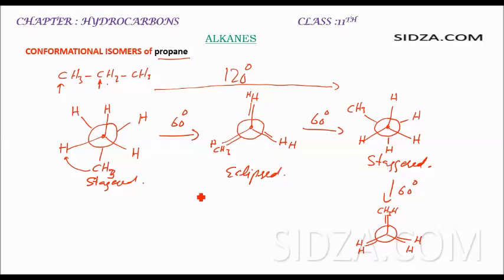If I rotate the staggered by an angle of 180 degrees, what do you get? You again get the eclipsed one, right? So staggered by a rotation of 60 gets eclipsed. Staggered by a rotation of 180 again gets eclipsed, right? Fine. And among them, which is more stable? Staggered is more stable than the eclipsed one, correct?